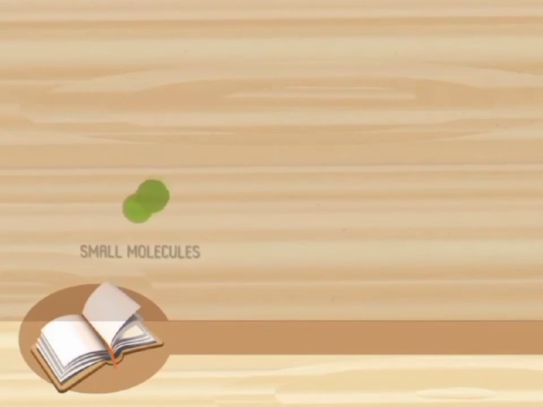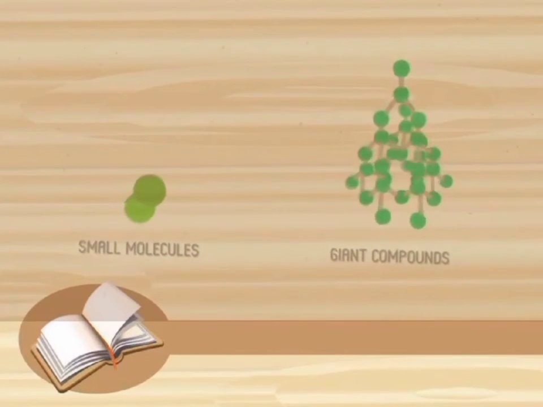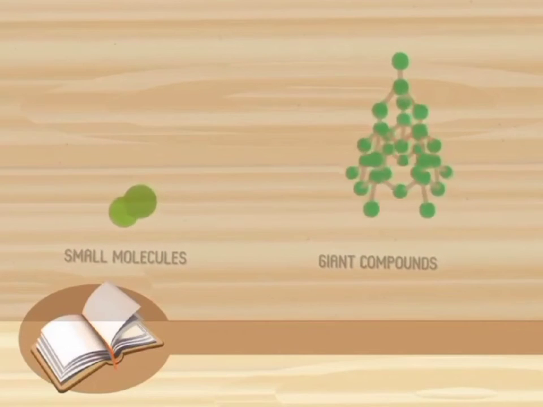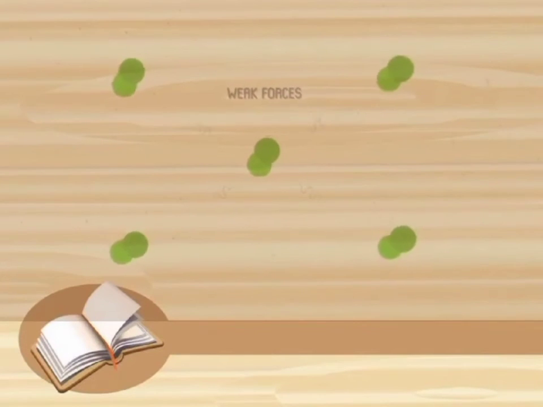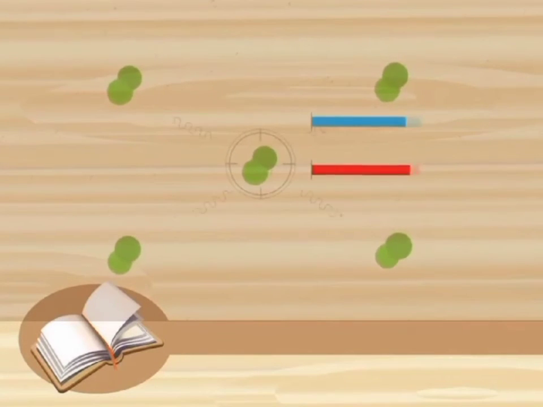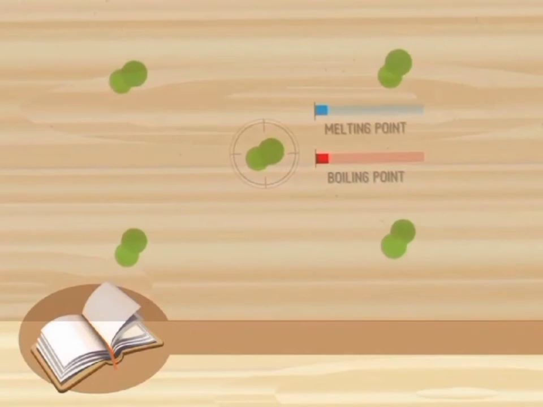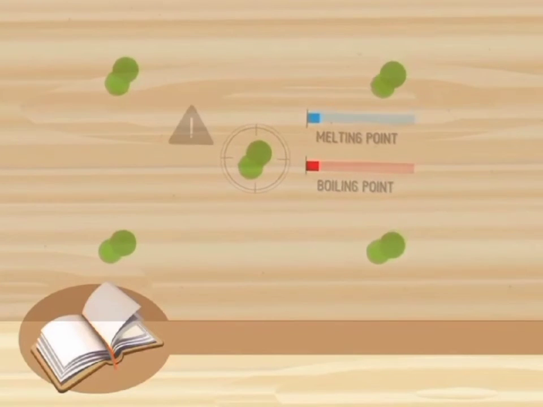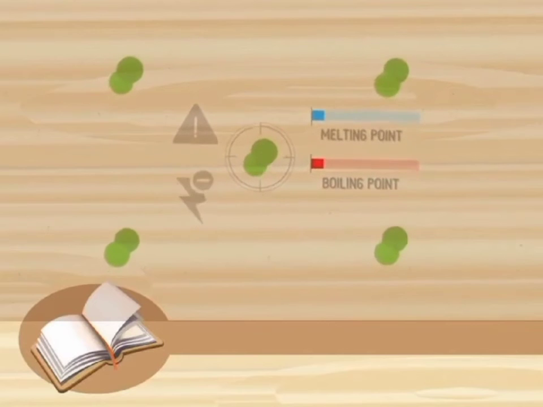There are two kinds of covalent structures: small molecules like water and giant compounds like diamond. There's little attraction between molecules, and the forces between molecules are weak. Compounds made from small covalent molecules have low melting and boiling points and are volatile, and they also do not conduct electricity.